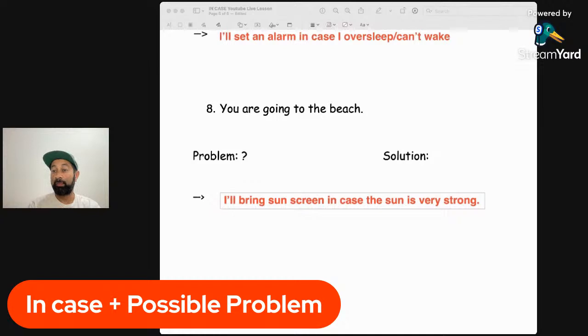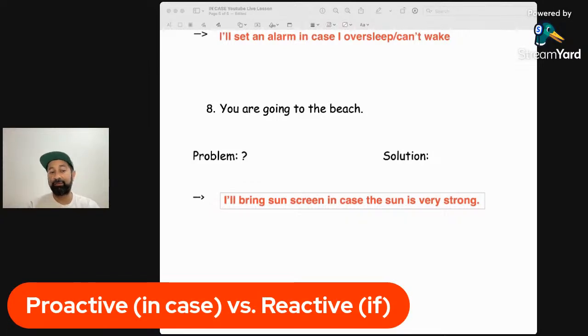And also remember, don't forget the difference between in case and if. If you're using in case, it's proactive. You're doing something to prepare. But if is reactive. It happens, then you do something. So they are very, very different.